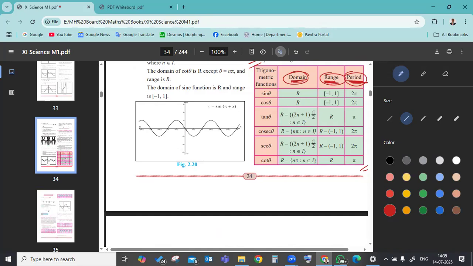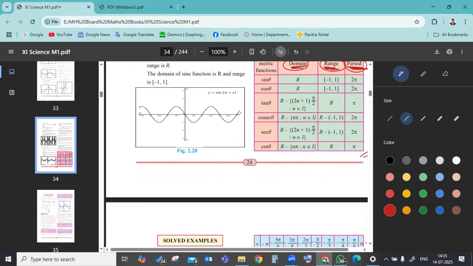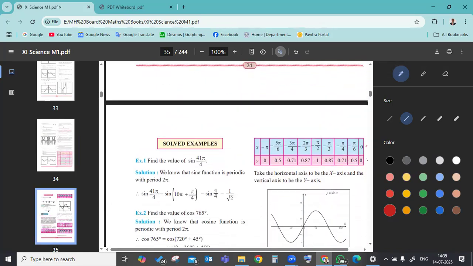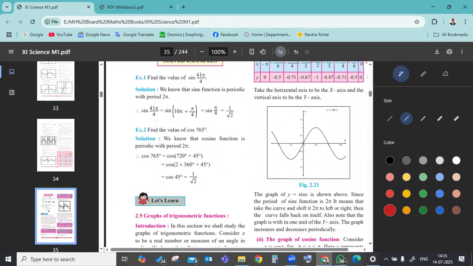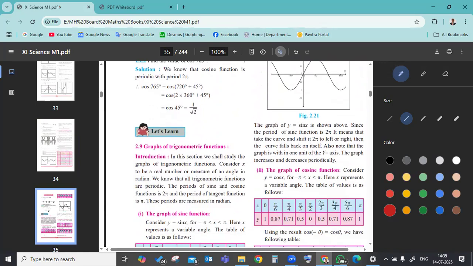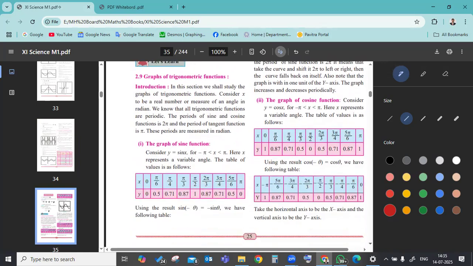What is the domain of the function? What is the range of the function? What is the period of the function? That must be known. So is this one clear? Now next is graphical representation.